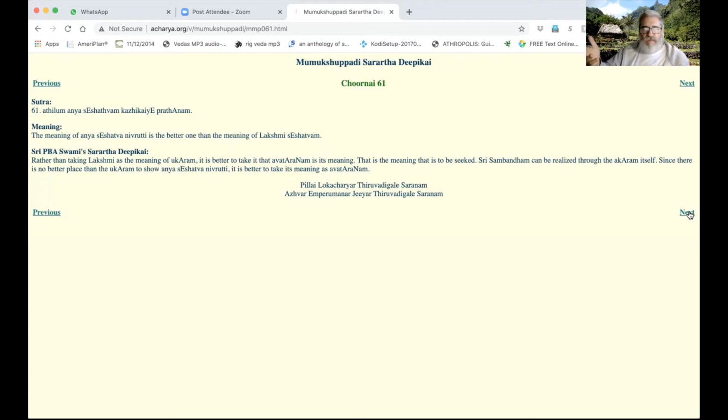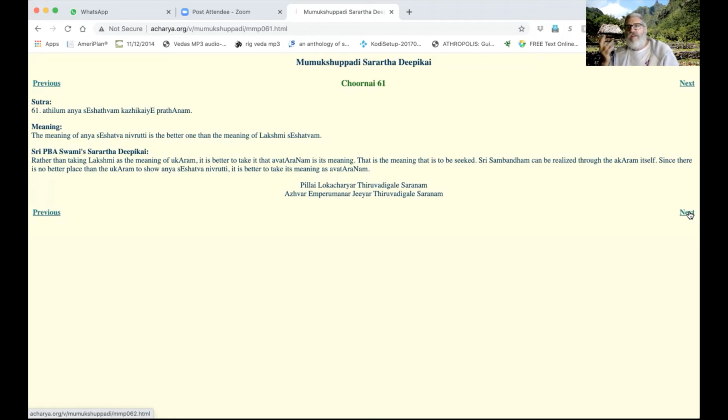So Lakshmi Sheshatvam is fine. There's nothing wrong with Lakshmi Sheshatvam, with serving Lakshmi, or even serving the Guru, or even serving other Vaishnavas. There's nothing wrong with those ideas. But the more important philosophical doctrine is not serving any other person, but only exclusively serving Sriman Narayana. So rather than taking Lakshmi as the meaning of Ukara, it's better to take the other meaning, Avataranam, the meaning of Ava or exclusivity. That is the meaning that is to be sought. That is the meaning that we should meditate upon more than the other one.